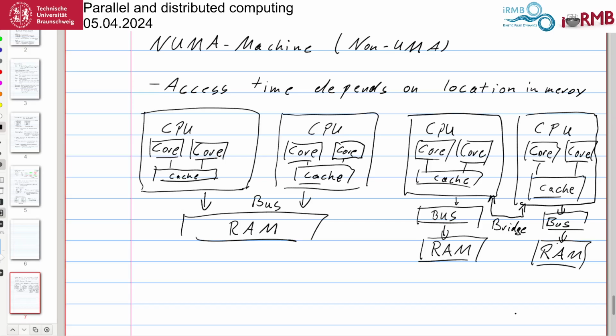And therefore, this is clearly NUMA, because accessing the memory in the other memory bank that is not associated with your processor will take longer time.